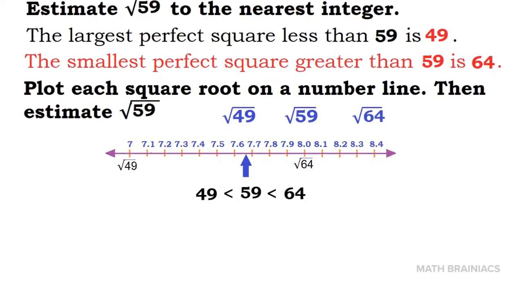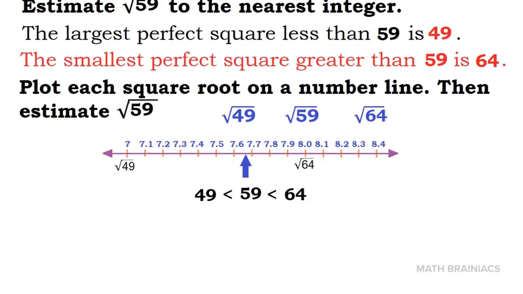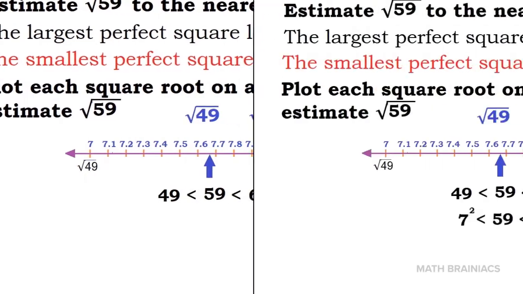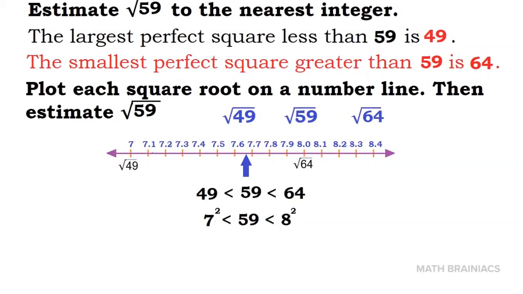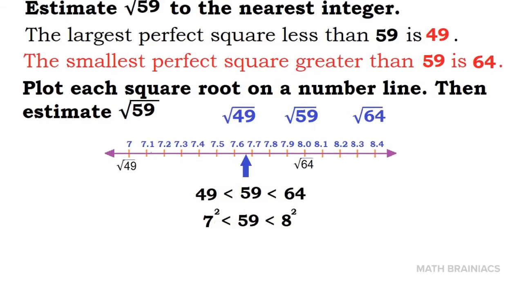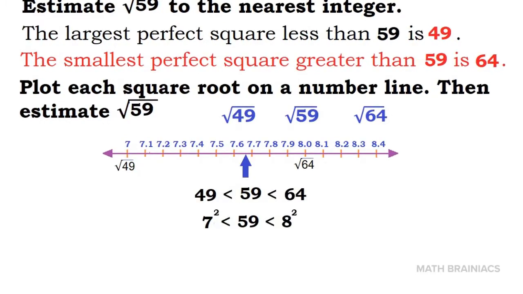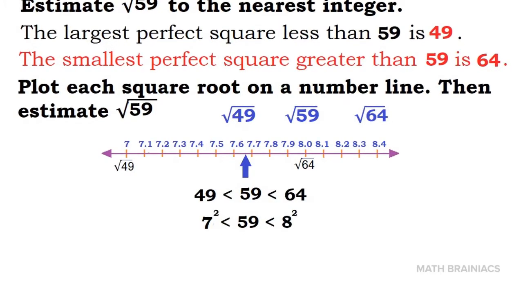Subsequently, writing the inequality equation, we can have 49 less than 59 less than 64. We know that 49 is 7 squared and 64 is 8 squared. So, rewriting the inequality equation, we can have 7 squared less than 59 less than 8 squared.